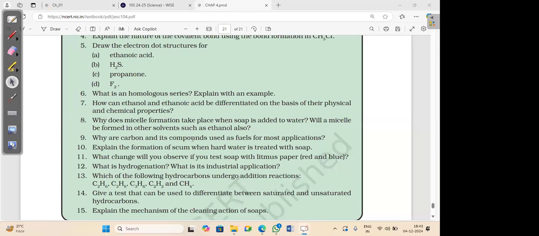Will a micelle be formed in other solvents such as ethanol also? So will there be a micelle formed in ethanol also? How many of you think that there will be a micelle formed in ethanol also? It will not form, as ethanol itself has both hydrophobic and hydrophilic ends. It can dissolve in water, so it has an end which is hydrophilic and an end which is hydrophobic. Both ends are present with it. It has a carbon molecule also and an oxygen molecule also. So that is why there will not be any micelle formation in ethanol.